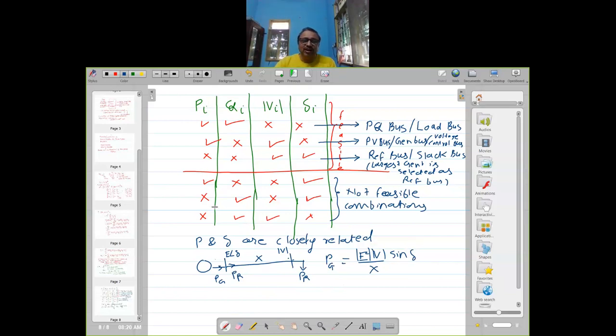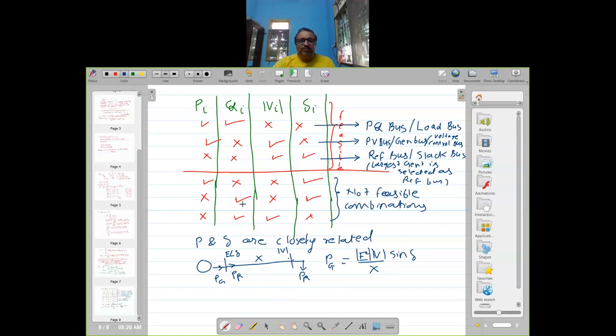So are these truly independent variables? Pi depends on delta i. These are related, they are not independent variables. So we need to select the variables which are independent of each other, or which can be controlled independent of each other. The moment you fix PG here, your delta will automatically get fixed, depending upon these voltages. So one should not be a function of the other.